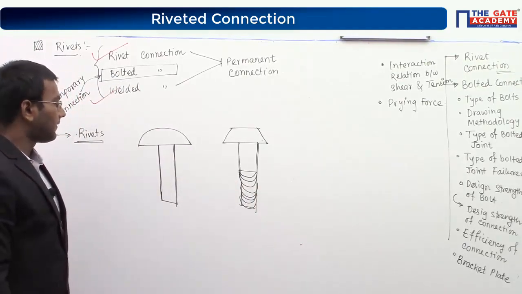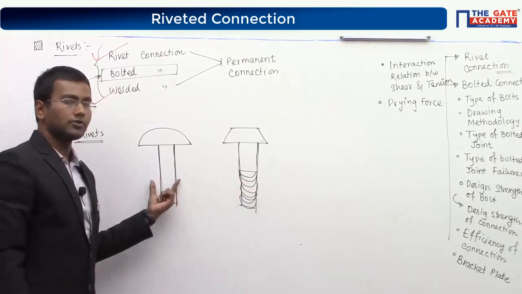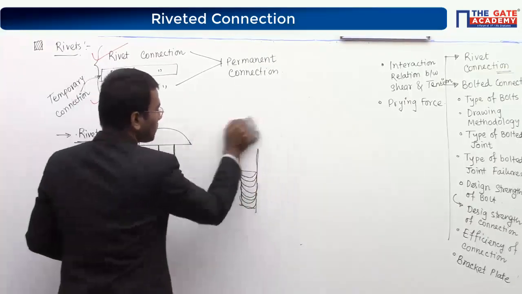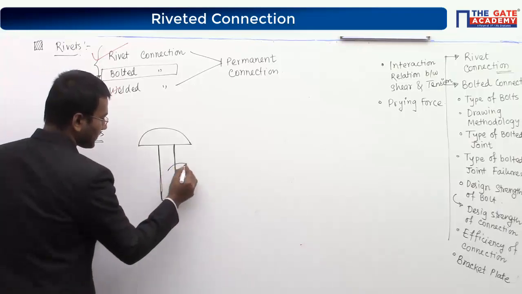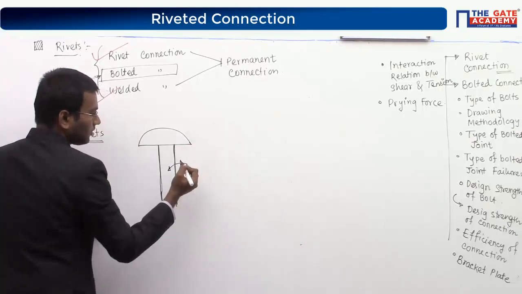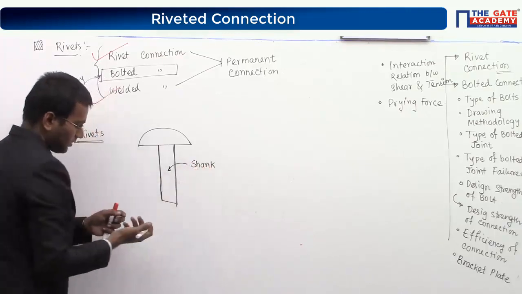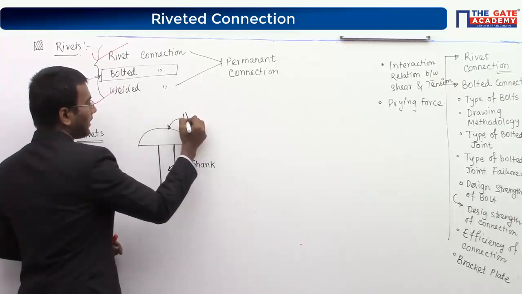So what is the basic difference, sir? You can find out that there are some marks on the bolt, which are not there on the rivet. This portion is known as the shank, and this portion is known as the head.